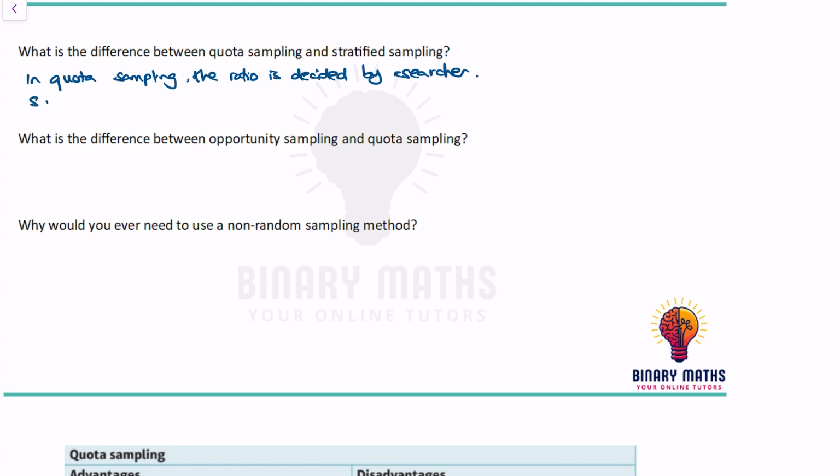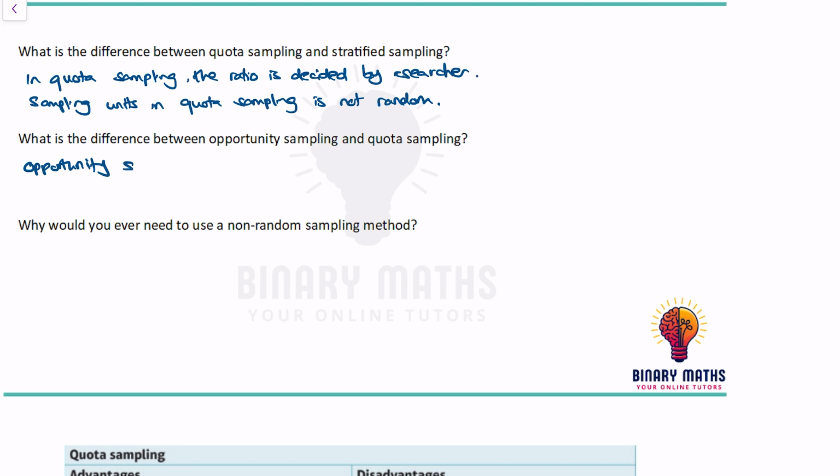And the sampling units in quota sampling is not random, whereas stratified sampling is random. What is the difference between opportunity sampling and quota sampling? Opportunity sampling does not take into account different subgroups within the population.